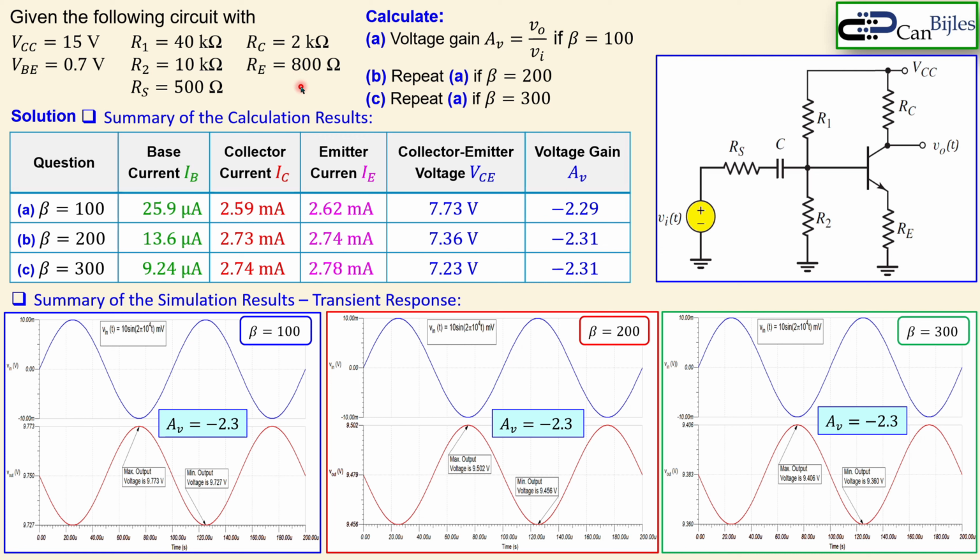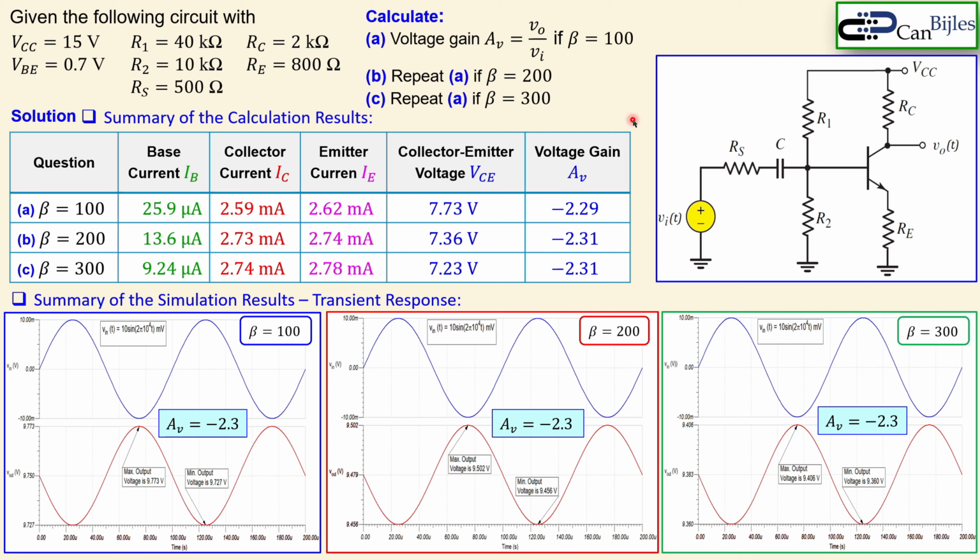Alright guys, this is for this example about the BJT amplifier and complete discussion with the effect of the beta for this BJT amplifier with the emitter resistor for stable voltage gain. If you have any questions about this circuit and discussion, please let me know. I will try to answer them as soon as possible.